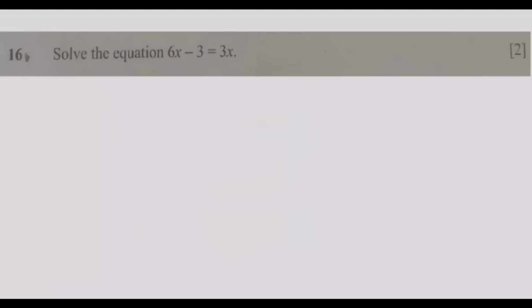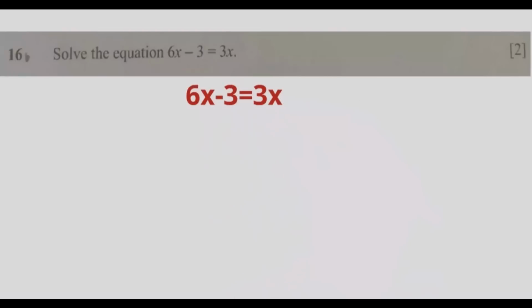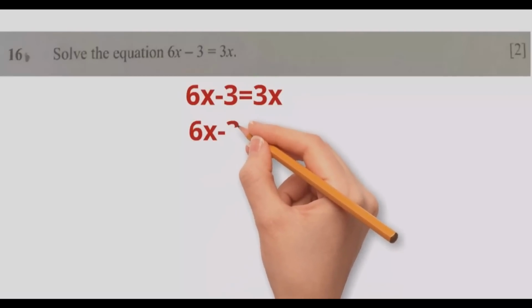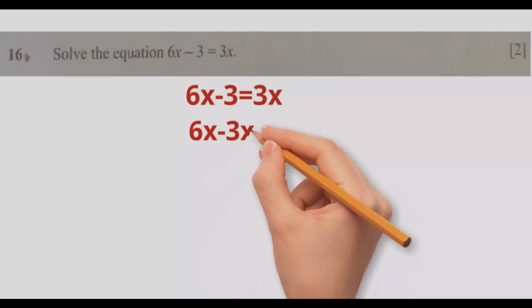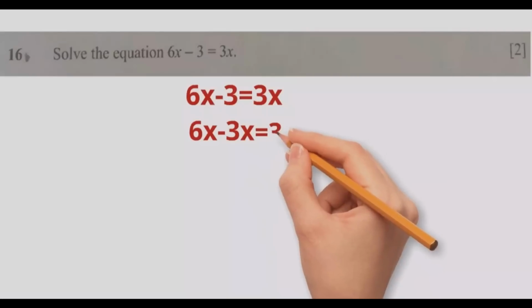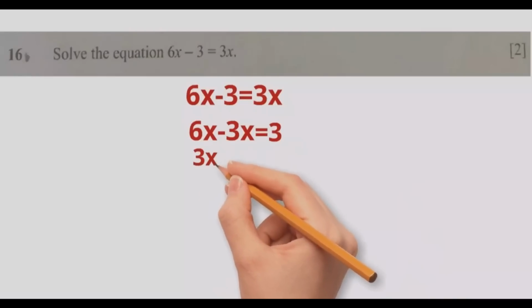Question 16 is as follows. Solve the equation 6x minus 3 is equal to 3x. What I'm going to do is rewrite the expression here, and then put like terms together. So 3x will cross the equal sign and become minus. It's going to be 6x minus 3x, which is equal to 3. Then I'm going to evaluate that: 6x minus 3x gives me 3x, which will be equal to 3.